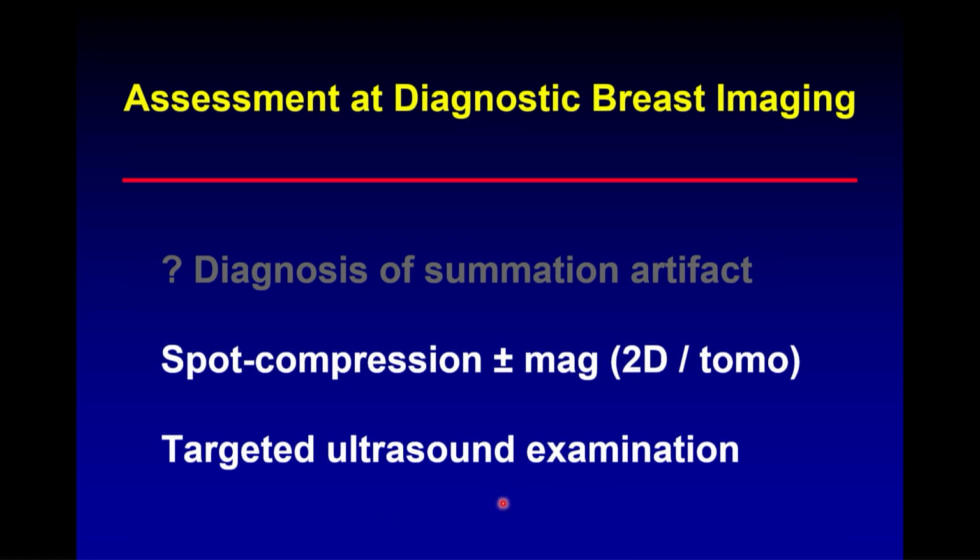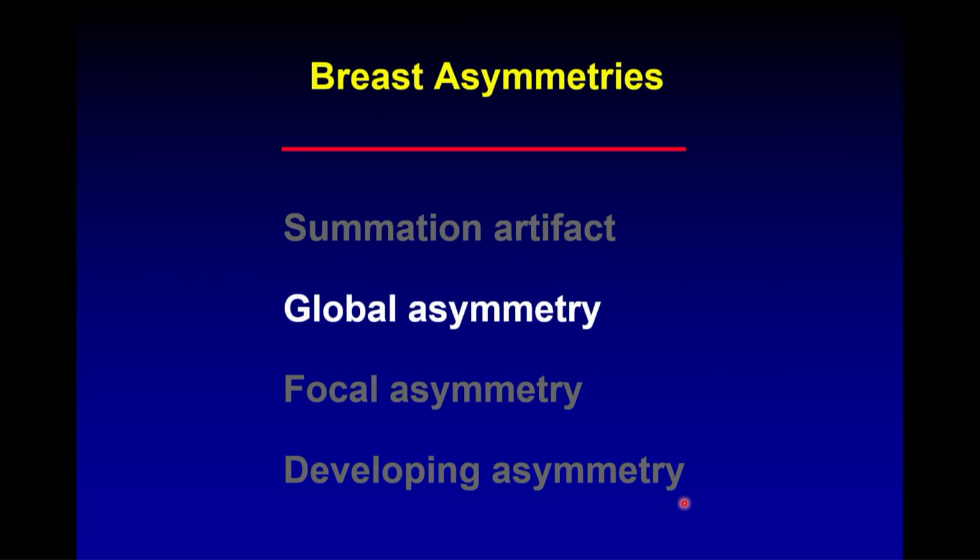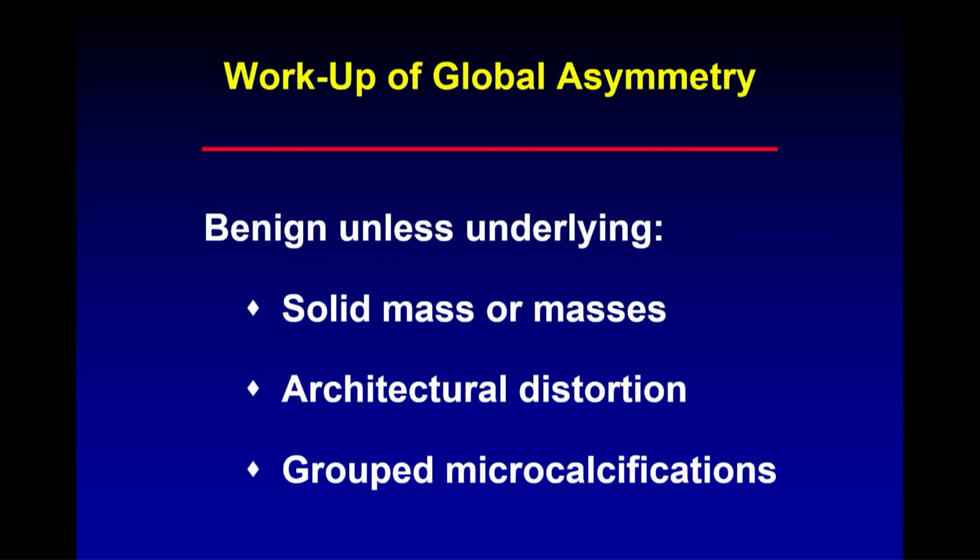And ultrasound. Okay? Now, we're coming down to real findings. We've eliminated the summation artifacts. Now you're dealing with the real ones. Okay, global asymmetry, focal asymmetry, developing asymmetry.